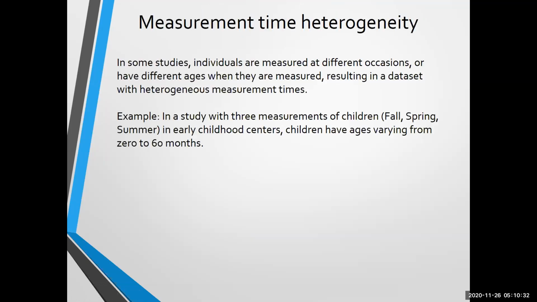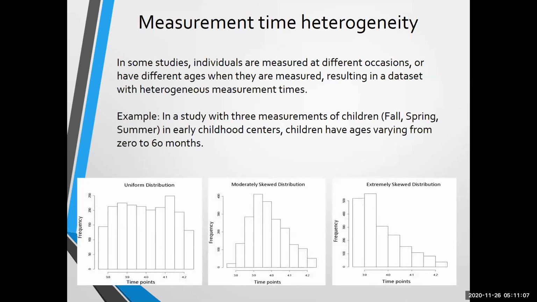Now, there are some situations where individuals have different time points. It could be different ages or different times that they are measured, resulting in a data set with heterogeneous measurement time. An example is a study with 3 measurement occasions, fall, spring, and summer, in early childhood centers, with children whose ages vary from 0 to 60 months.